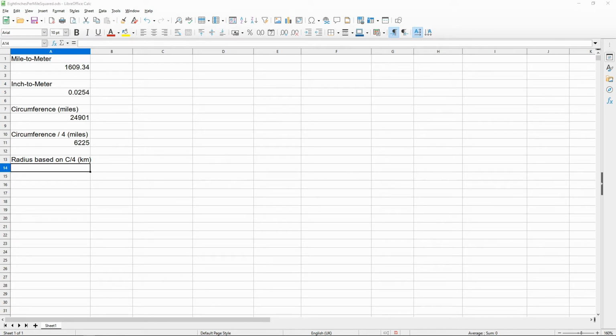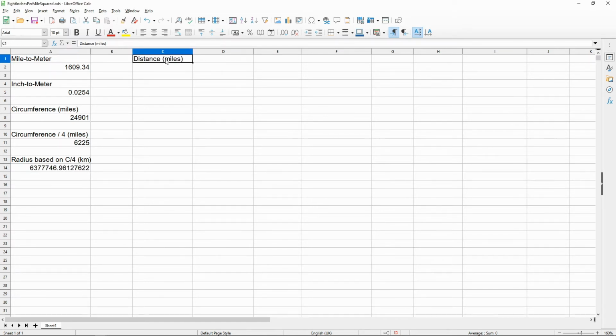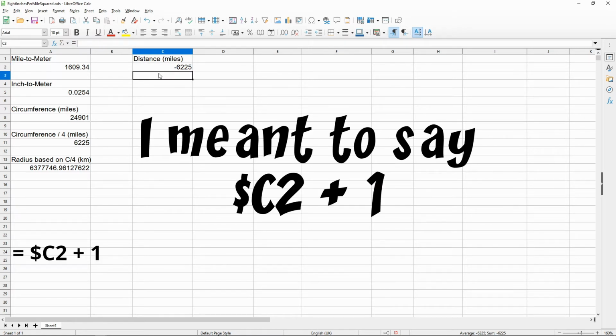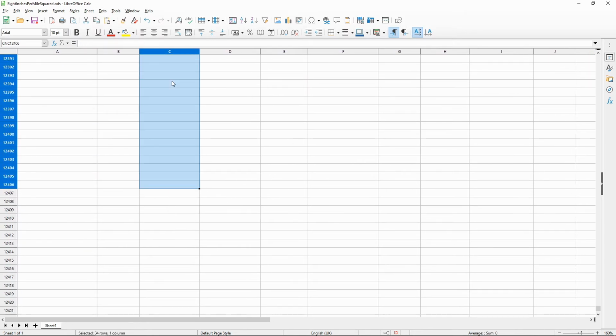Thus, it is only fair that we calculate our radius based on this lost precision. Radius based on c divided by 4 in meter is, after simplifying, cell value A2 times cell value A11 times 2 divided by pi. Then distance in miles. This is our range column. So first value is negative of cell value A11. Next row is cell C2 minus 1. Copy that cell formula and paste it all the way to row 12,452.